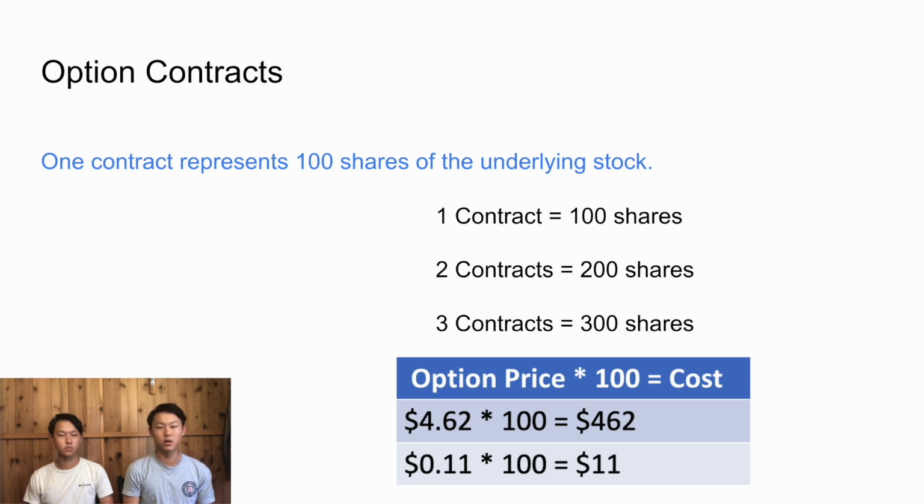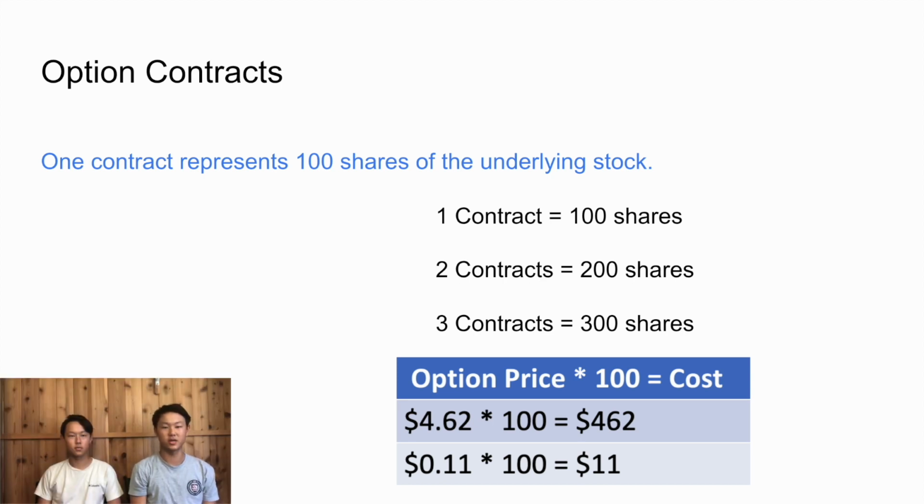When the option holder exercises their right to buy or sell stock, they are selling or buying 100 shares of the stock. Because of this, you must multiply the price of an option contract by 100 to find the actual cost you'll be paying. For example, a $4.62 option contract is actually worth $462, but an 11-cent contract is actually worth $11, so you'll be paying $11 for an option contract that is listed as 11 cents.